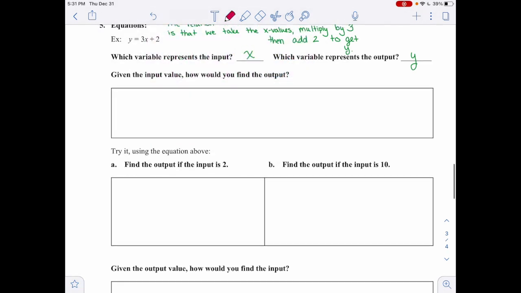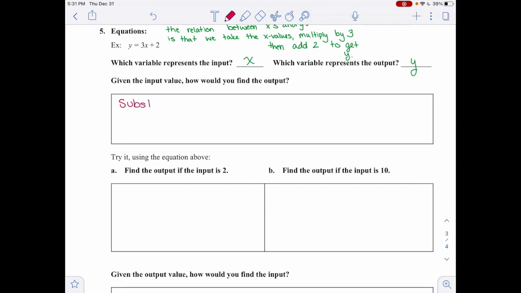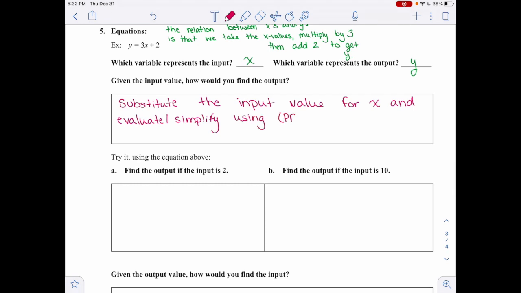So we're going to substitute the input, that's the one we know, the input value for x, and evaluate using PEMDAS to get y. So there are 2 examples here. Again, I encourage you to pause the video right now and try it.